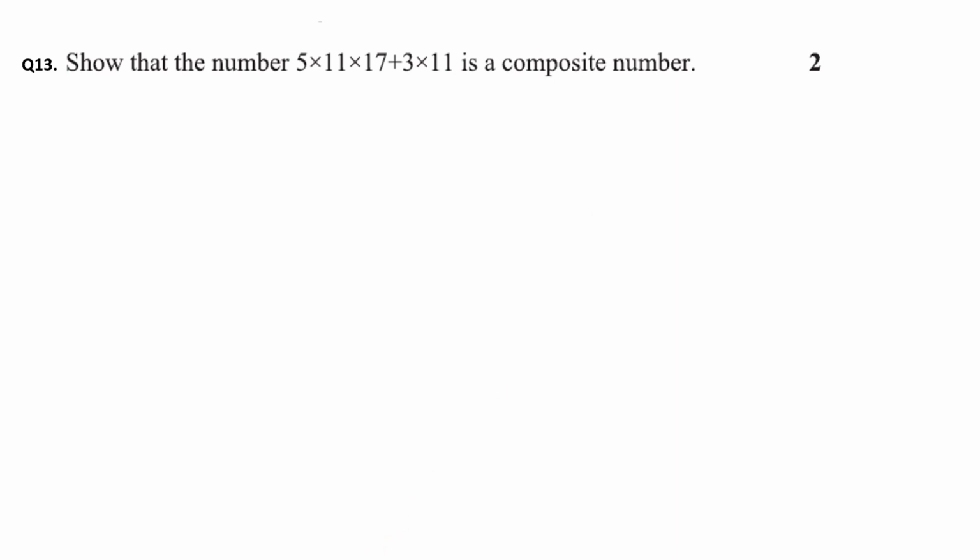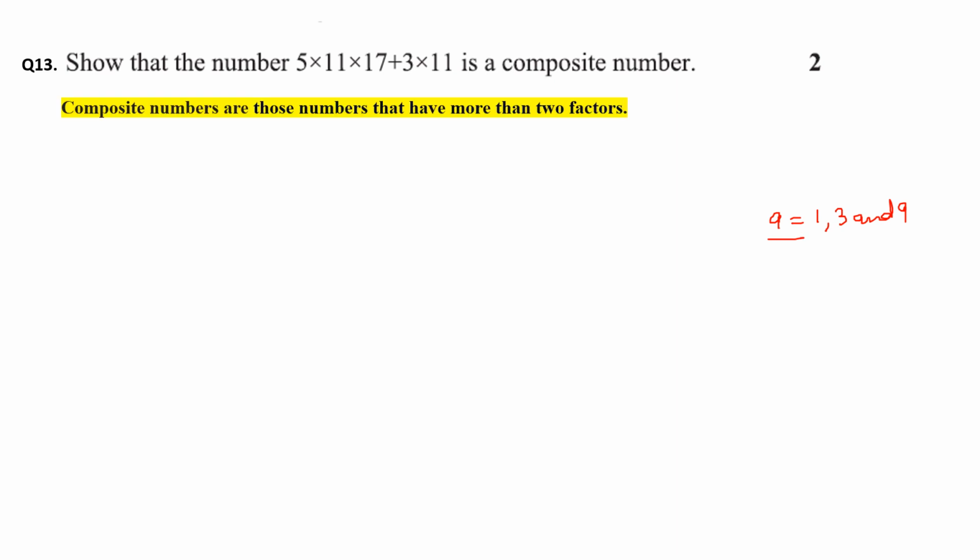If I take one example, suppose I have taken number 9. The factors of 9 are 1, 3 and 9, isn't it? So it has got more than 2 factors. So I can say 9 is a composite number. So composite numbers are those numbers that have more than 2 factors. So here also I have to show that this complete number is a composite number. It has got more than 2 factors.